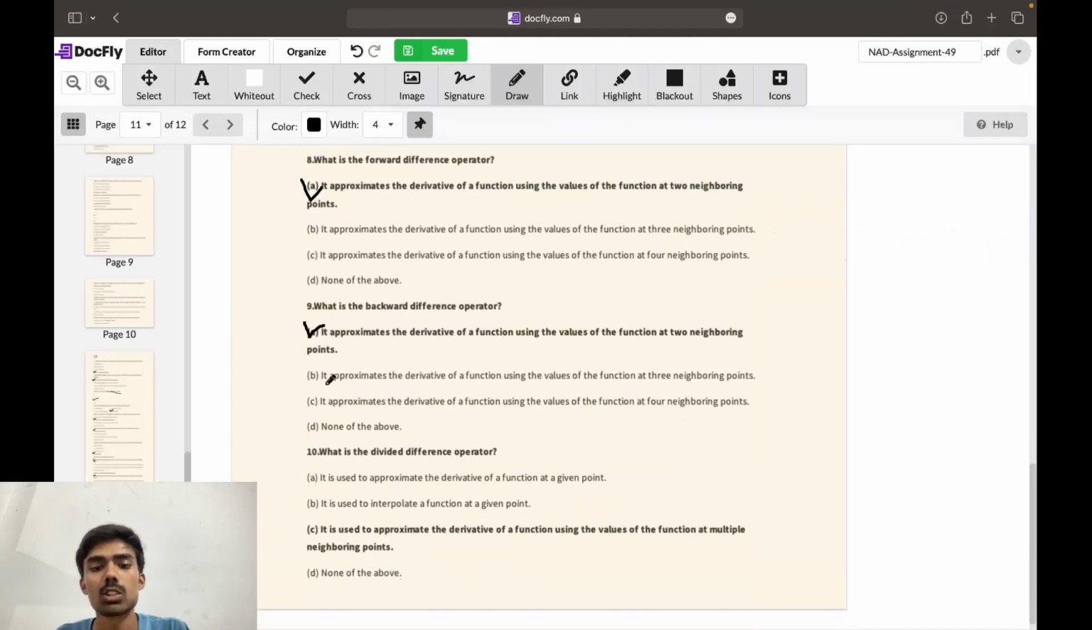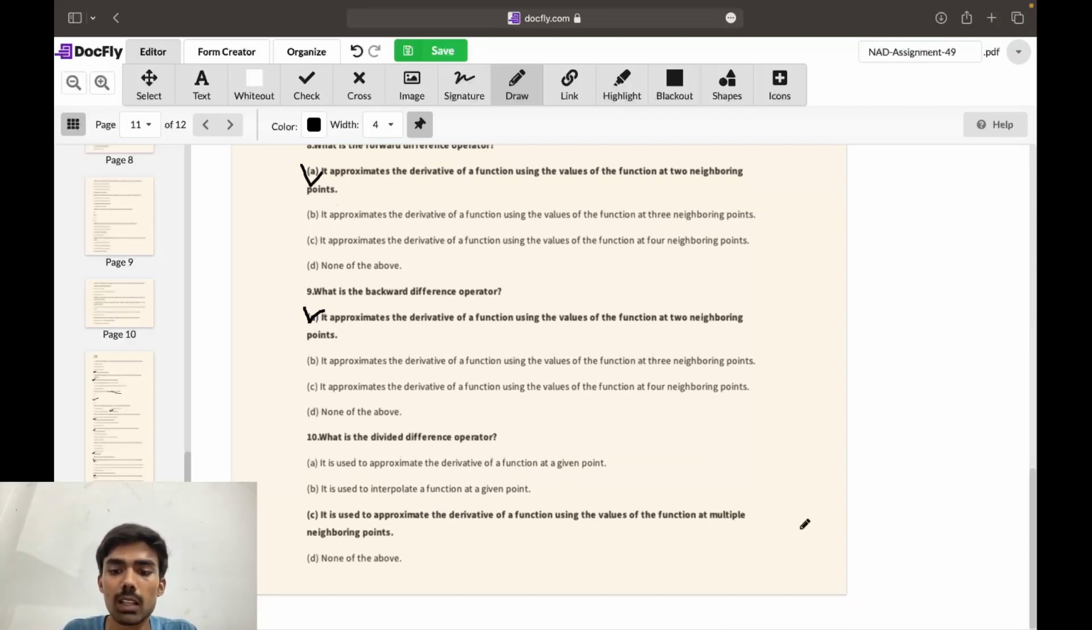What is the divided difference operator? Now here, the backward or forward difference operators use two values around the function, and the divided difference operator uses multiple values of neighboring points. So option C here is correct.